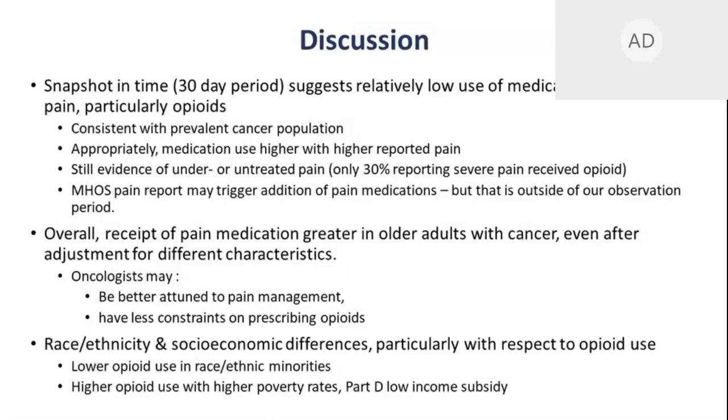So overall, the receipt of pain medication was greater in older adults with cancer, even after adjustment for different characteristics, including severity of pain and interference. It may be that oncologists are better tuned to pain management issues or have fewer constraints on prescribing opioids. We note that race, ethnicity, and socioeconomic differences were present, particularly with respect to opioid use. We saw lower opioid use in race and ethnic minorities, but higher opioid use with higher poverty rates and with the Part D low-income subsidy.